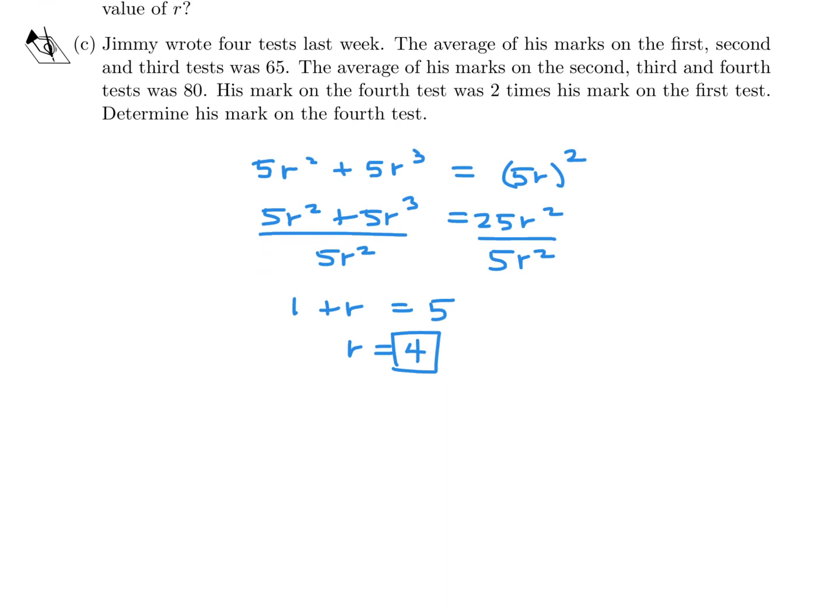And then the last one. Jimmy wrote 4 tests last week. The average of the marks on the first, second, and third is 65. The average marks on the second, third, and fourth is 80. His mark on the fourth was 2 times his mark on the first. Determine the mark on the fourth.